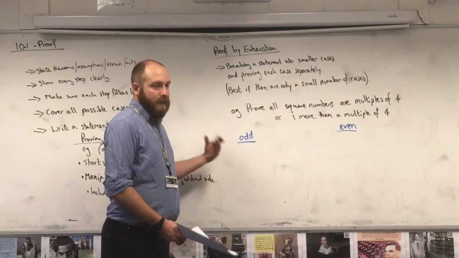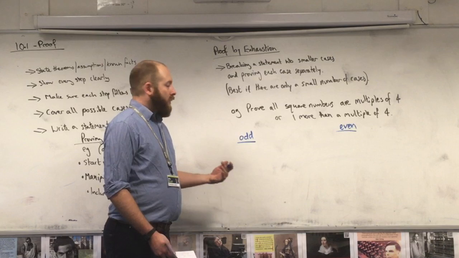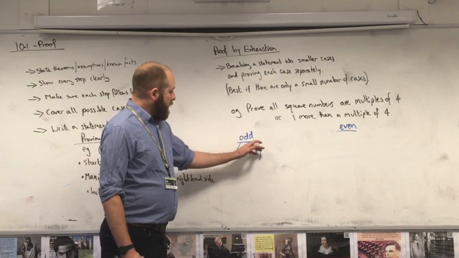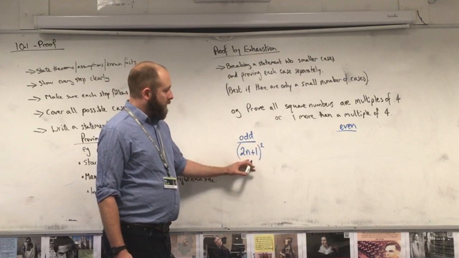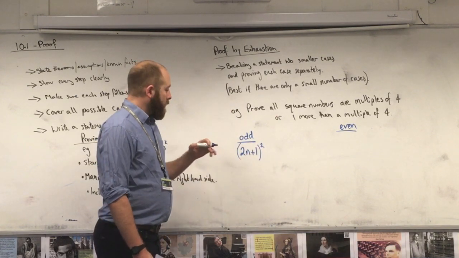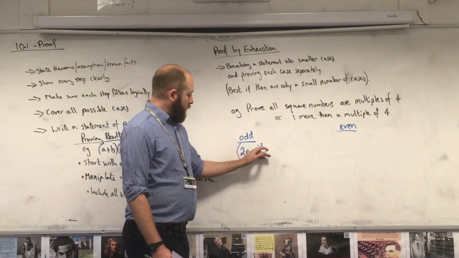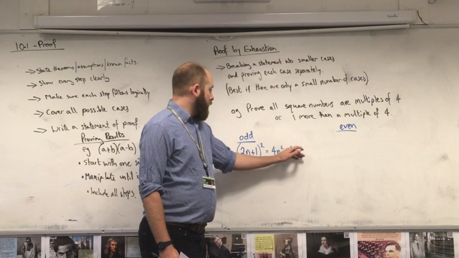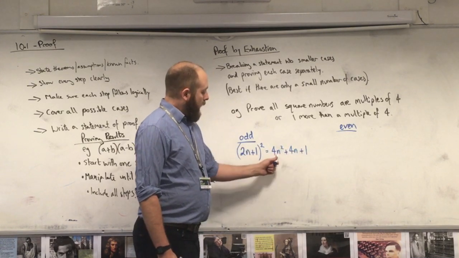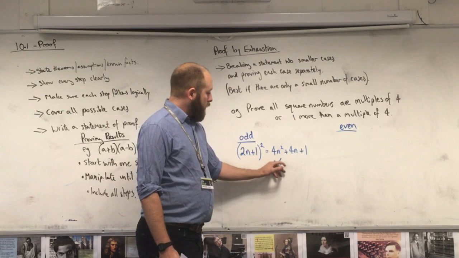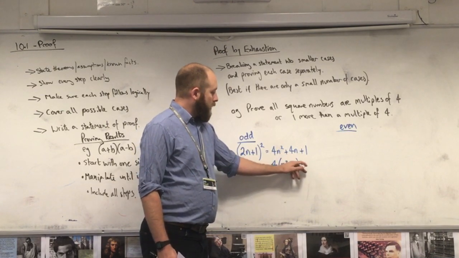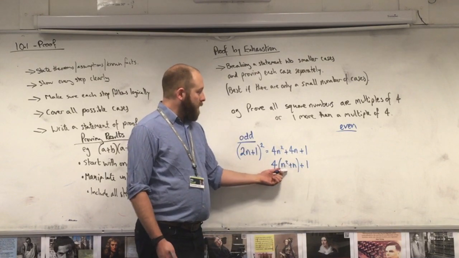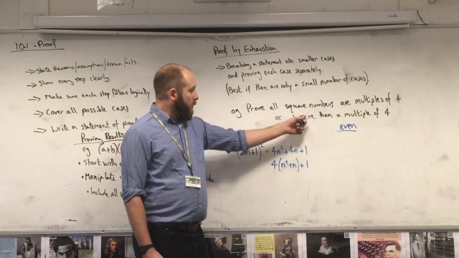So for an odd number, we already said how you could show an odd. So an odd would be 2n plus 1. And we've got to square this. So we're trying to prove that this is going to be a multiple of 4 or one more than a multiple of 4. So if we square this odd number, we're going to get 4n squared plus 4n plus 1. And we could factorise the 4 out to get 4 times (n squared plus n) plus 1. 4 times a number obviously is going to be a multiple of 4, and then plus 1 is one more than a multiple of 4.